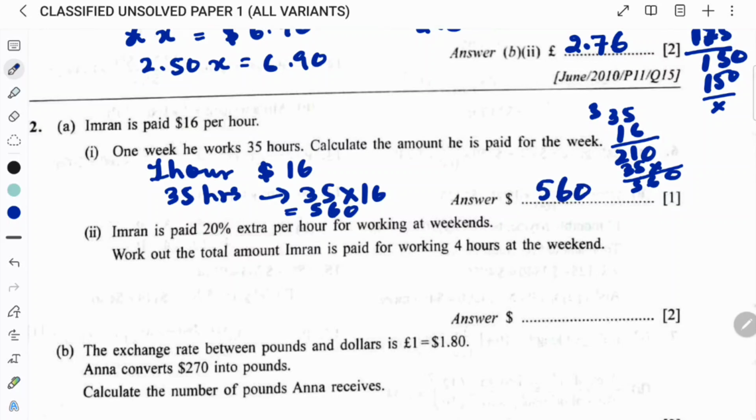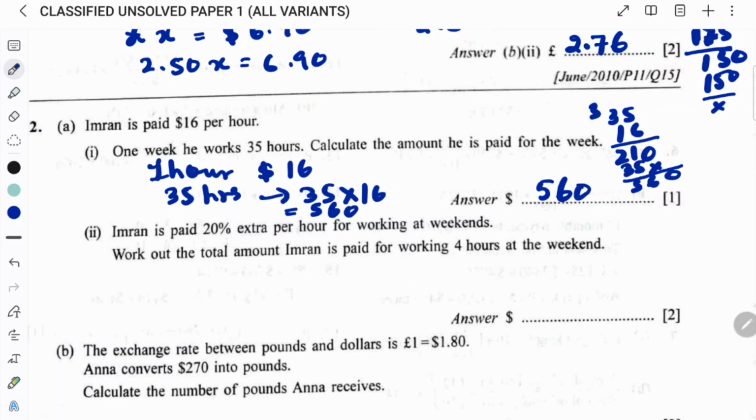Part B. Imran is paid 20% extra per hour for working at weekends. Work out the total amount Imran is paid for working 4 hours at the weekend. 4 hours at the weekend means 20% more he'll get. So per hour he gets $16. So for 4 hours, how much is he getting? He'll get 20% more. First of all, we'll find out how much the amount will be. So what is 120% of 16?